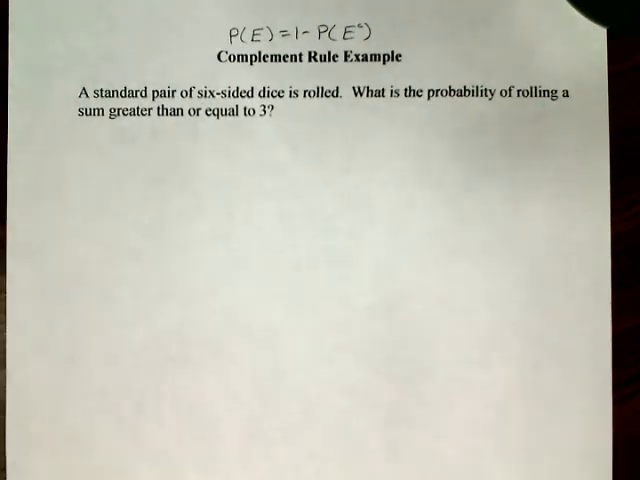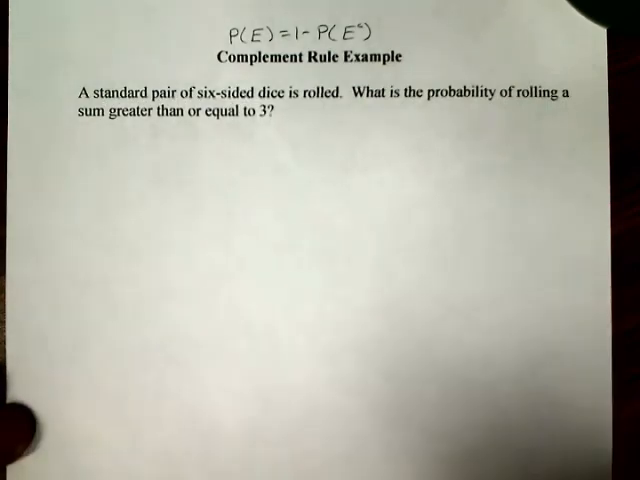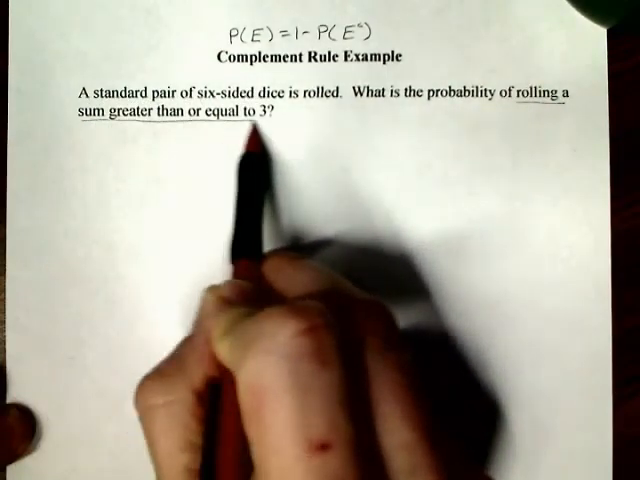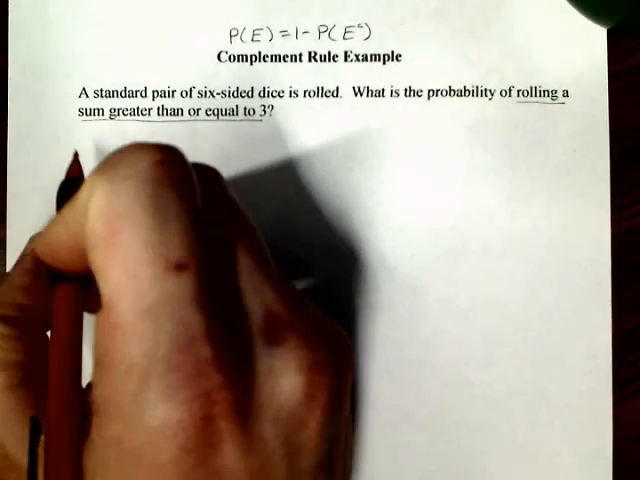And we're going to apply this rule in this problem here. What's going on is we've got two six-sided dice that we're going to roll. And we're asking ourselves the question, what's the chance or probability of rolling a sum greater than or equal to 3? Okay. The event of interest is rolling a sum greater than or equal to 3, and that's the event whose probability I want to compute.